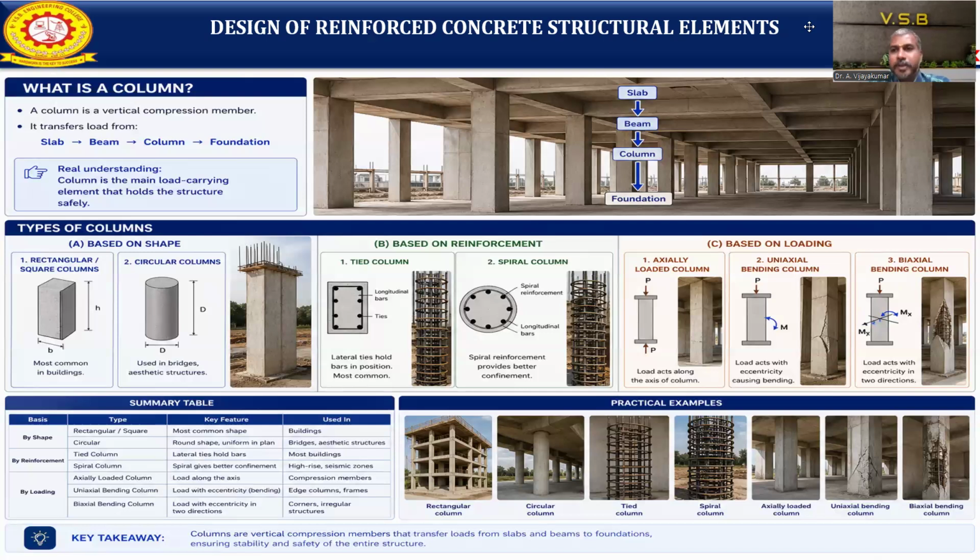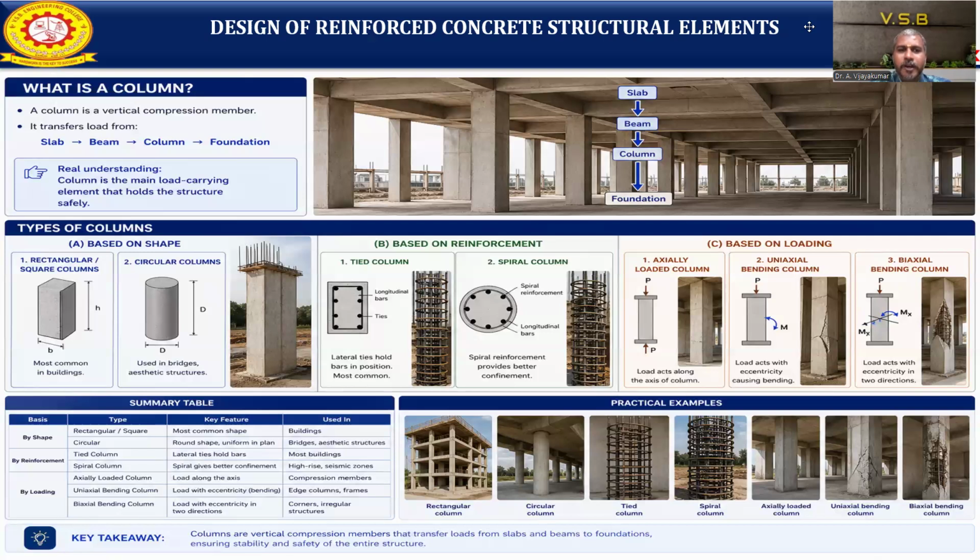How are we classifying the types of columns? First, based on the shape. Based on our requirement, we can make a lot of shapes, but normally two types of column are seen: the rectangular column and the square column. Formwork is very easy, so construction is easy for both. In most buildings, colleges, schools and apartments, you can easily see these two types, the rectangular as well as the square column.